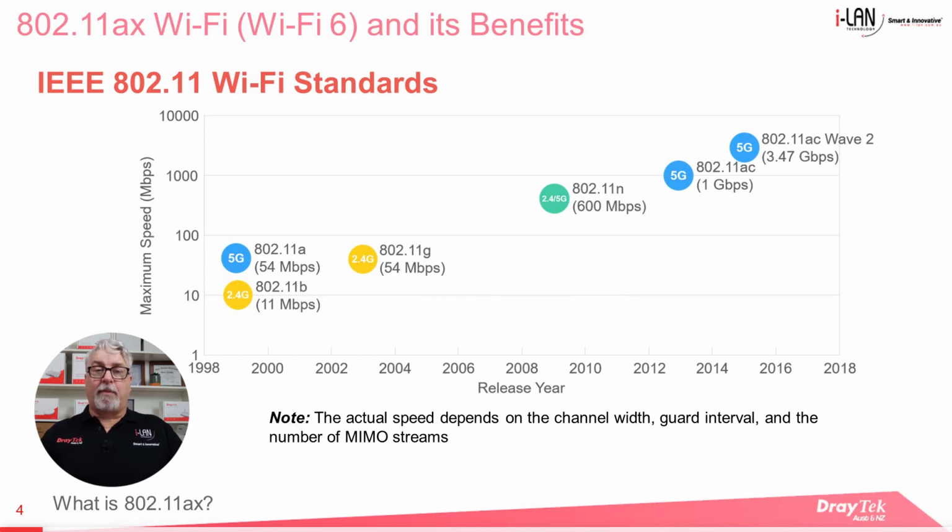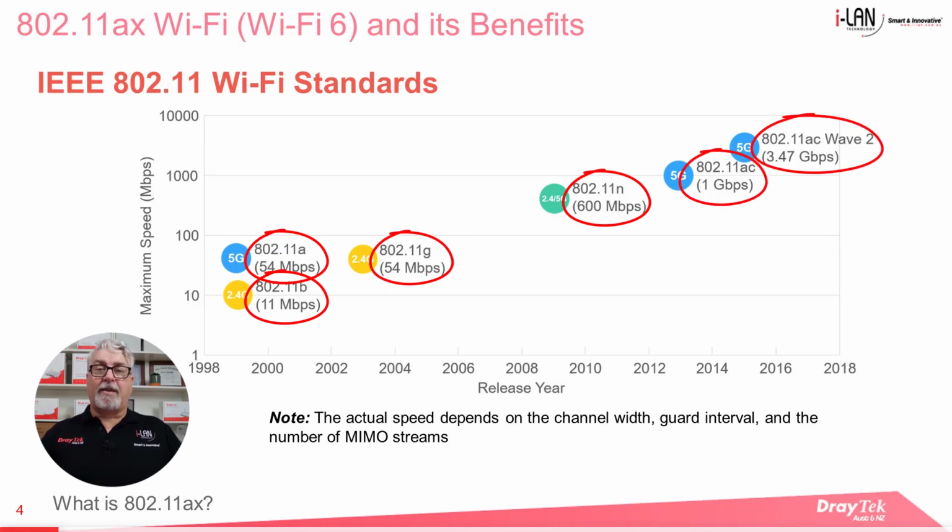So let's start by looking at what 802.11ax is. Wi-Fi standards today are based on the 802.11 specifications created by the IEEE committee back in 1997. As Wi-Fi technology developed through the years and network bandwidth gradually increased, letters were added to reflect the improvements. So now we have 802.11b, .11a, .11g, .11n, .11ac, and the latest one is 802.11ax.